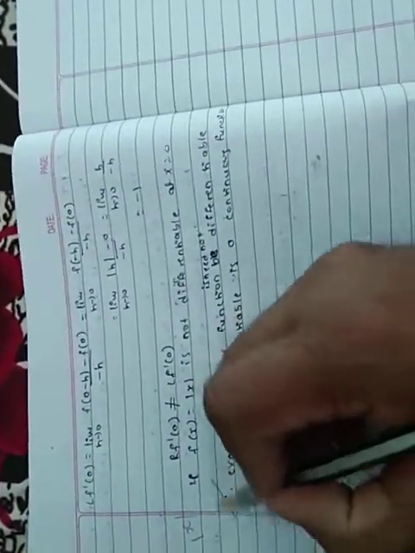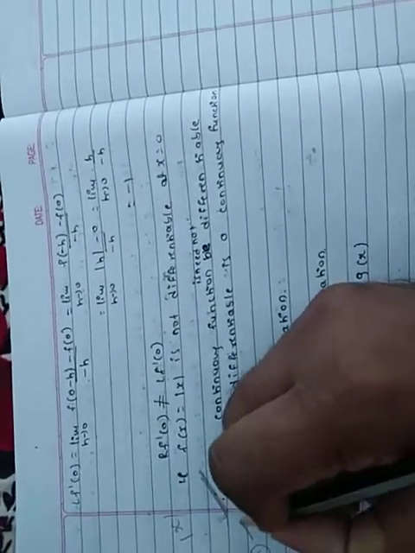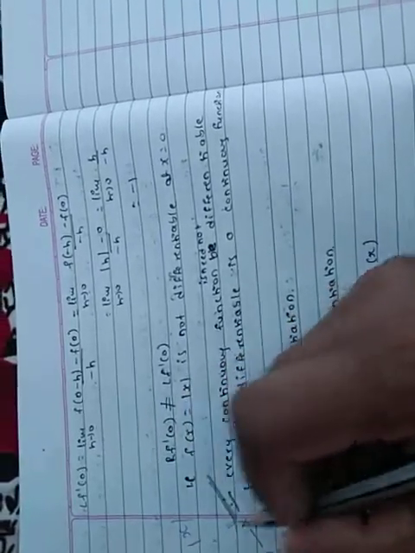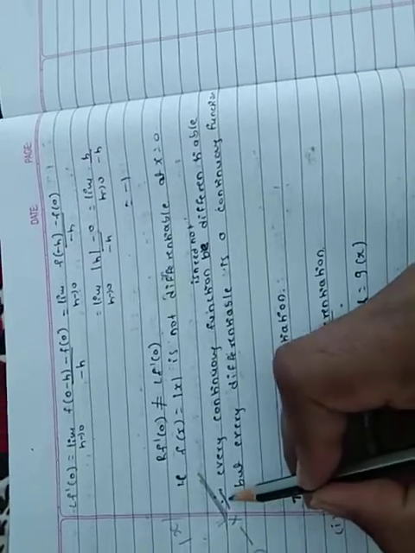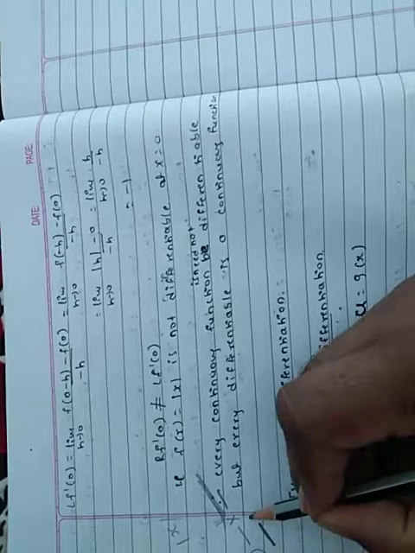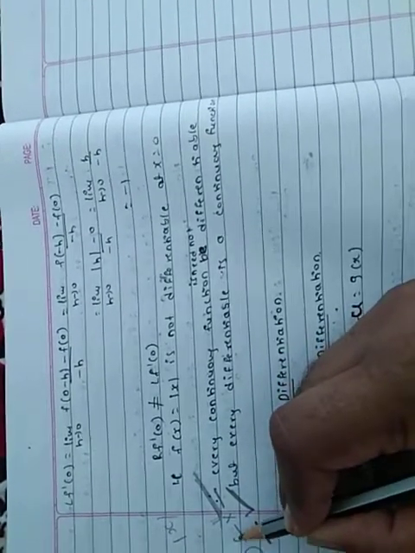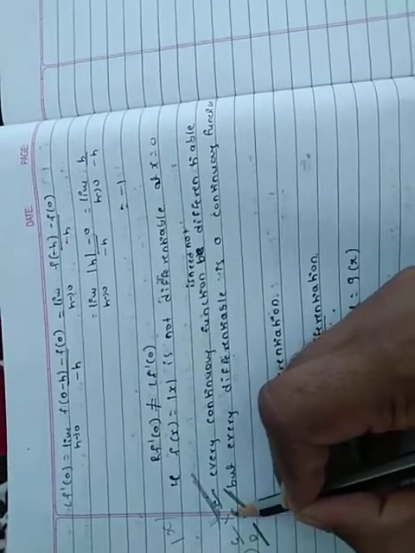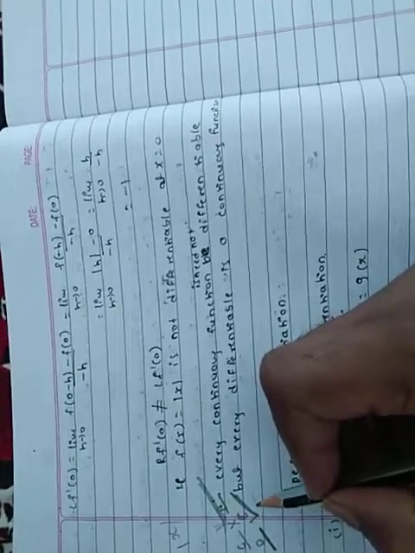This is a very important theorem. You need to analyze the things. If a function is continuous, it need not be differentiable. Suppose it is a differentiable function, it should be continuous. So if it is continuous, it need not be differentiable. If it is differentiable, it should be a continuous function. You need to analyze the things here. So pause the video and note it down.